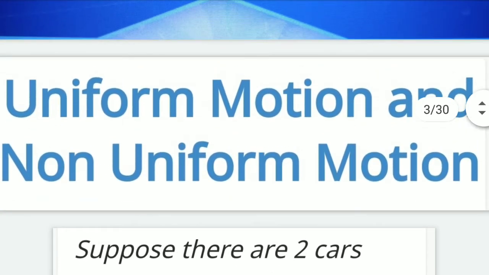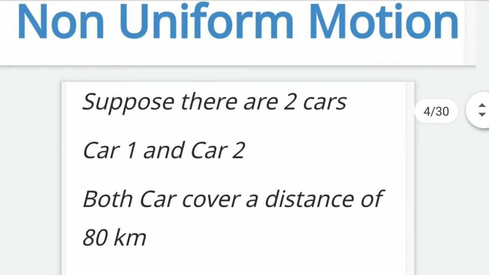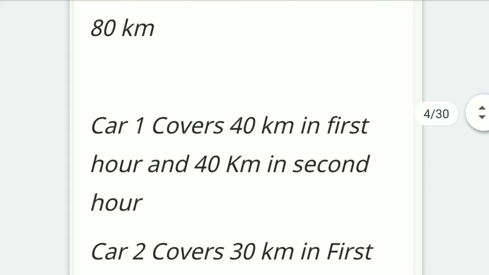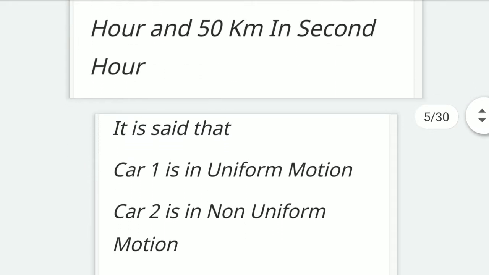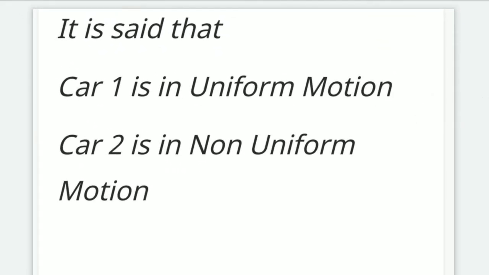In the previous lecture, we studied about uniform motion and non-uniform motion. Let us revise shortly. Suppose there are two cars, car 1 and car 2. Both cars cover a distance of 80 km. Car 1 covers 40 km in the first hour and 40 km in the second hour, and car 2 covers 30 km in the first hour and 50 km in the second hour. It is said that car 1 is in uniform motion and car 2 is in non-uniform motion.